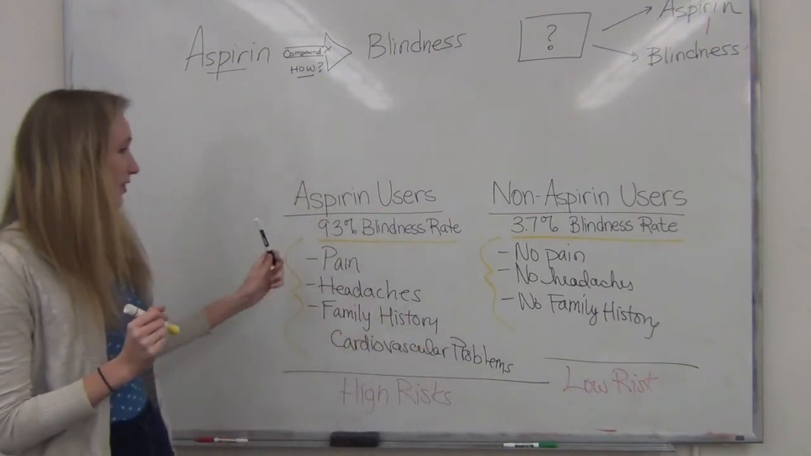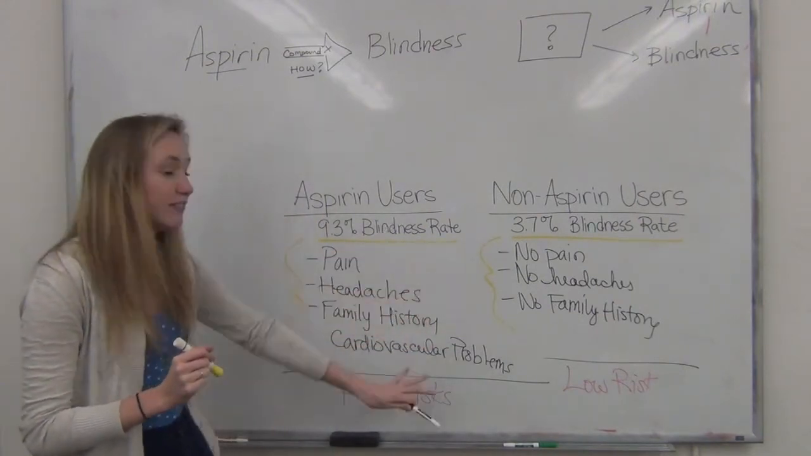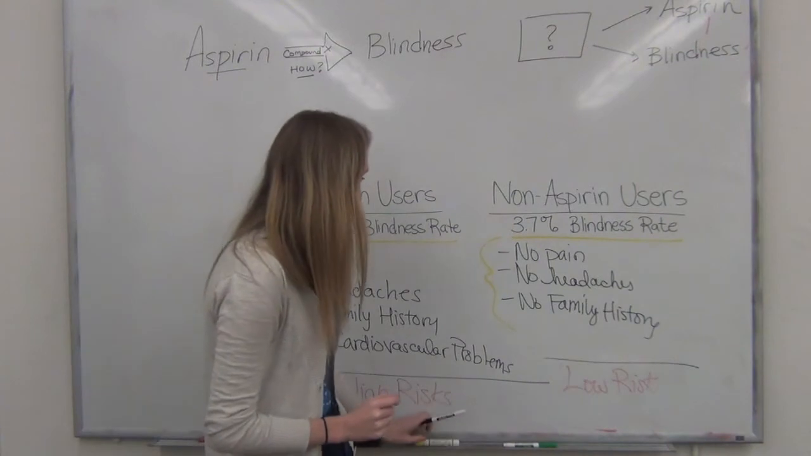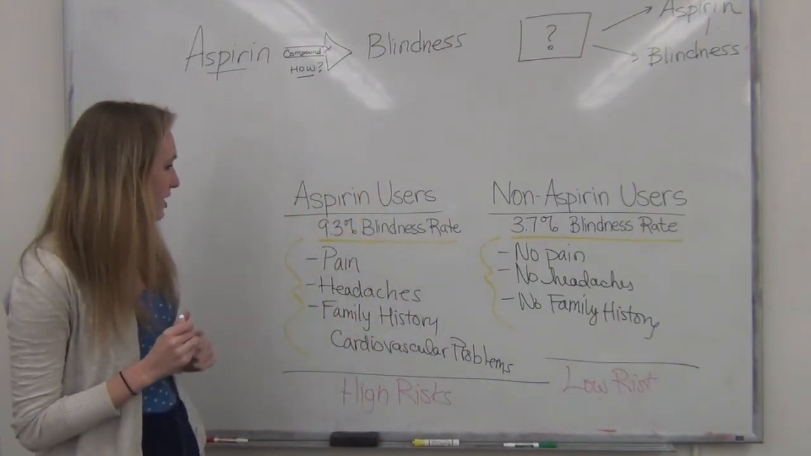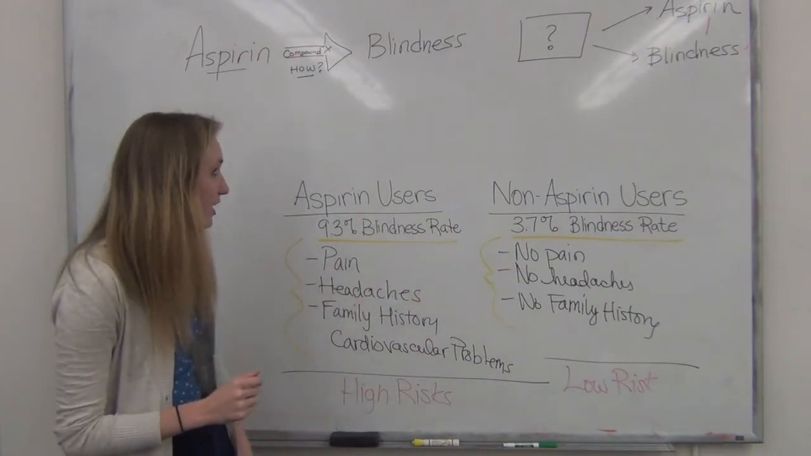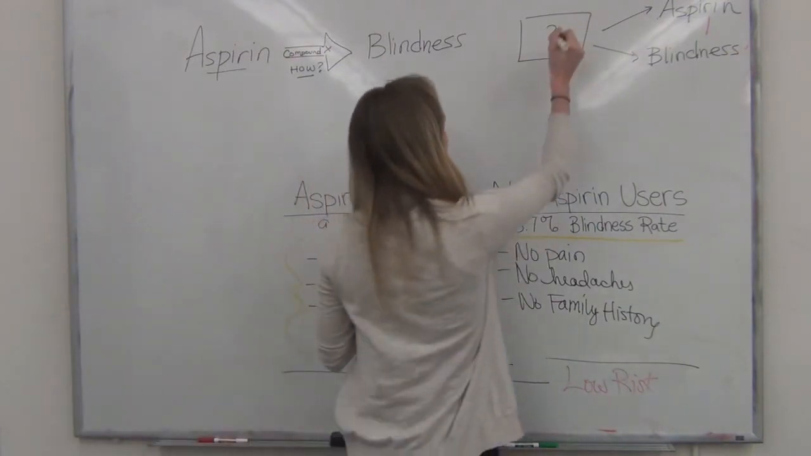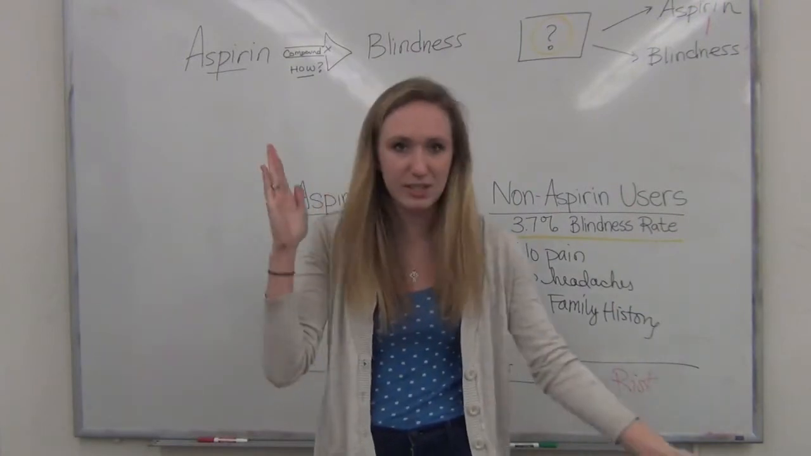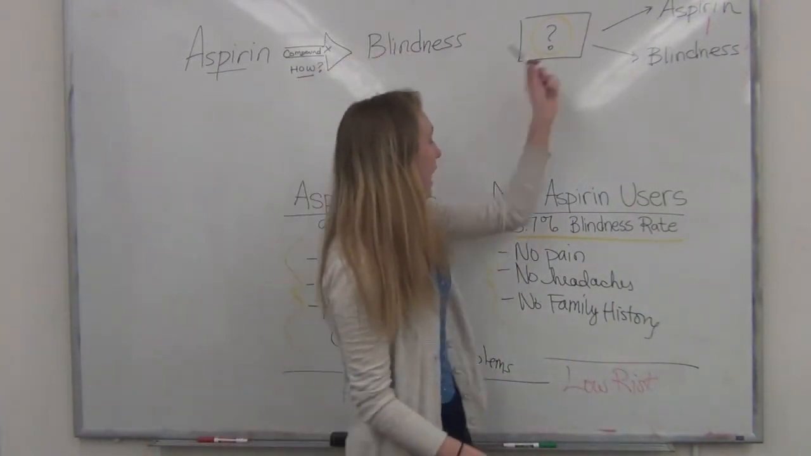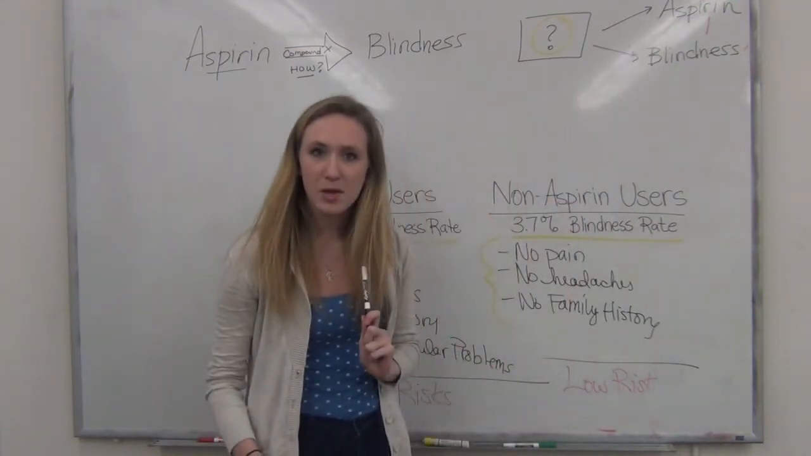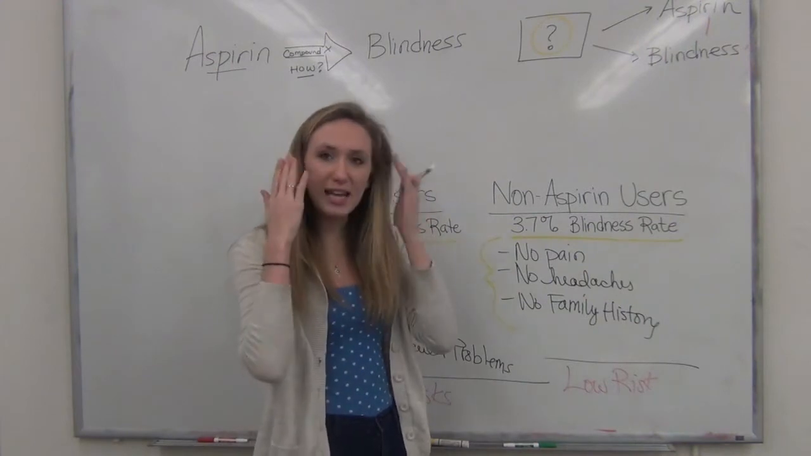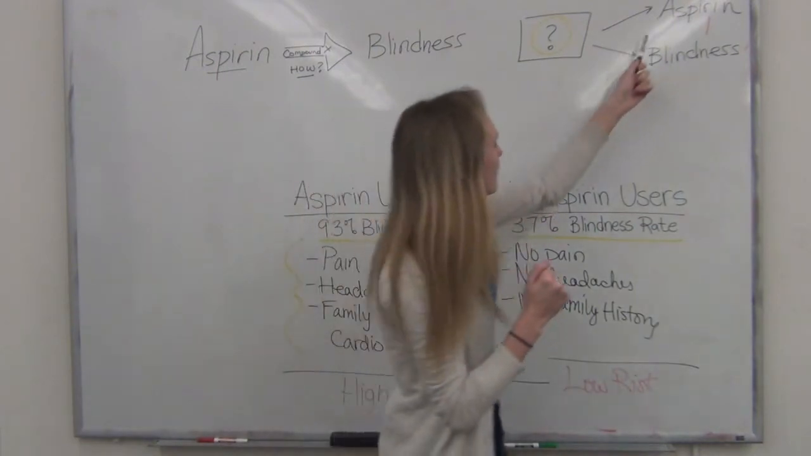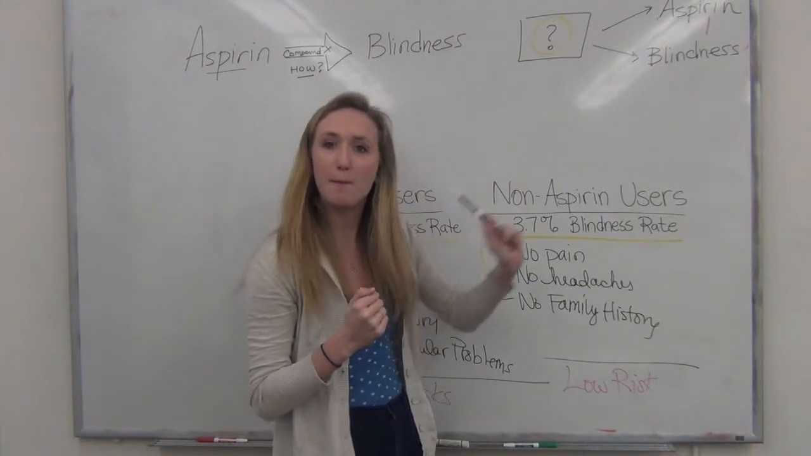Do you see how this blindness rate could be the result of any of these other categories that we just listed? We don't know for sure if this could be directly the cause of aspirin. So any of these variables down here could be a confounder that we could put in this mystery box. Say for instance, people who have headaches, people who come home after a long day and they've got a terrible headache and the first thing they do is they take an aspirin. Headaches make you more likely to take an aspirin. Also, we find that people who have headaches that are related to their vision might also have a higher rate of blindness as well, that these eye problems cause them to take aspirin, and these eye problems might later cause blindness.